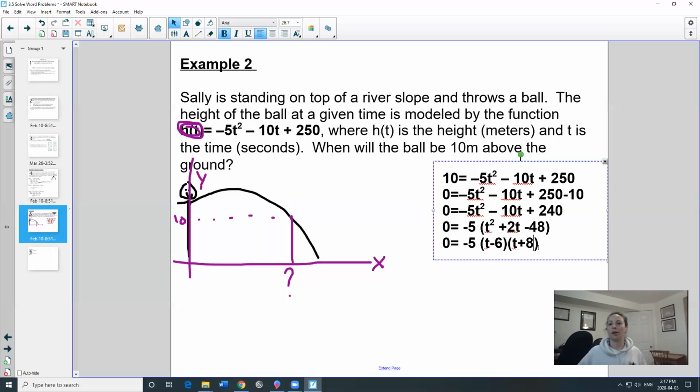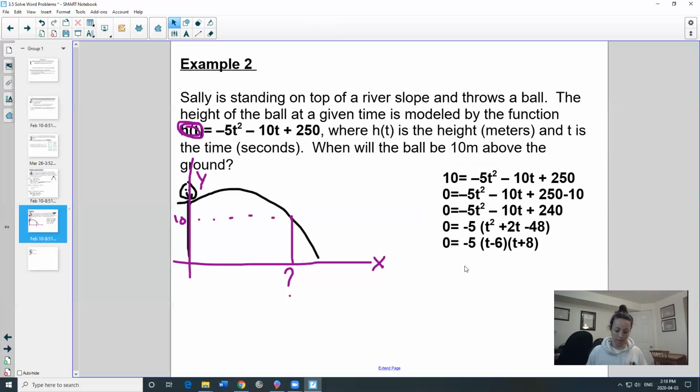I've got it in factored form. These would be my x-intercepts. So t equals 6 and t equals -8. Remember, the factors are right here in the brackets, and when you pull them out, these are the solutions. Your signs are going to change. So a -6 in the brackets would be an x-intercept of +6, and a +8 inside the bracket would be an x-intercept, or a root, of -8.